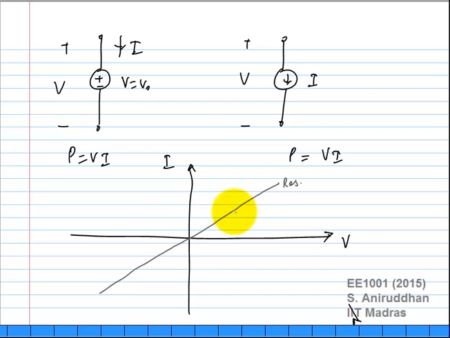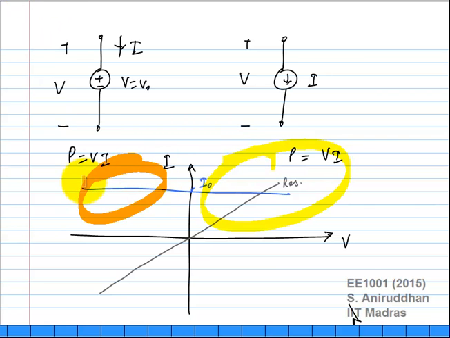if I take the case of a current source, okay, current source of value I naught, it spans the first and second quadrants. Okay, in the first quadrant it dissipates power. In the second quadrant, in this quadrant it dissipates power, okay, and in this quadrant it generates power. Okay, that depends on what voltage is being set up across the current source by something else.